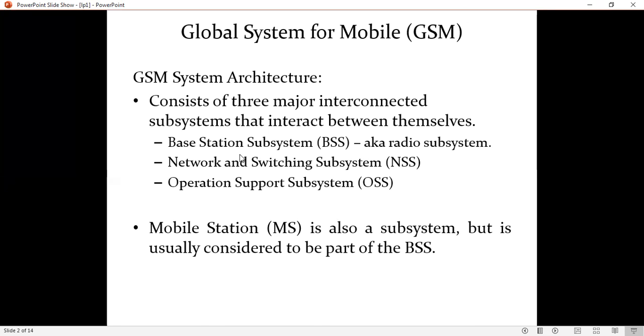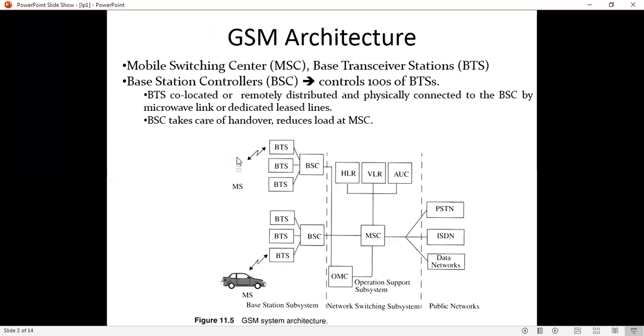Okay. So now we'll see the pictorial representation of GSM architecture. The mobile switching center, MSC, BTS and base station controllers will come under the base station subsystem. So first we'll see about this. BTS will be remotely distributed or physically connected to BSC by a microwave link or through a dedicated leased line. And BSC will hand over or reduce the load to the mobile switching center. So all these are interconnected.